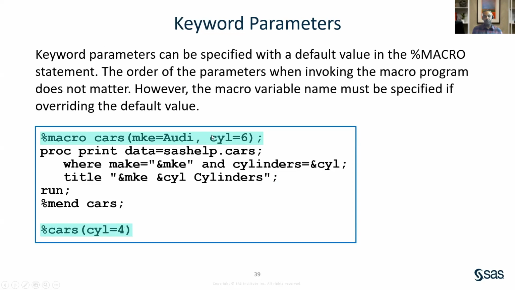So when you have keyword parameters, you don't have to specify any value. Just put the parentheses and use the defaults. And if you want to override either or both, you certainly can. And they don't necessarily have to be in any order. You can do cylinder equals 4, comma, make equals Chevrolet or Audi or whatever.